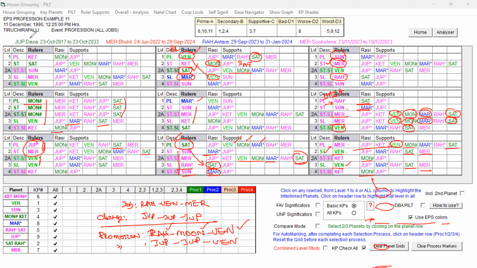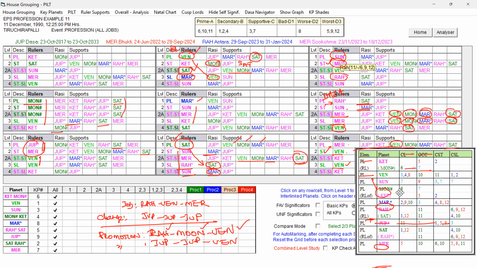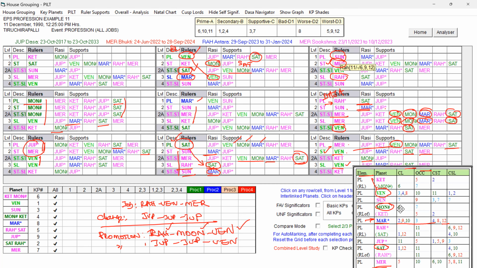Jupiter is in the star of the planet. So you can see that Jupiter, let me open the self significators, just a minute. Yes. Look at Jupiter. Jupiter planet is in the star of Mercury.